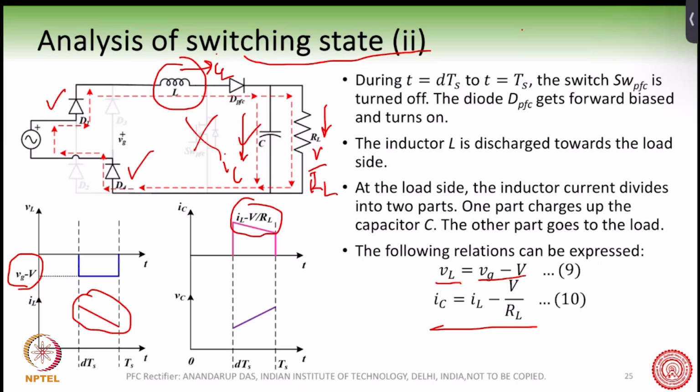And this current is positive. Last time the current was negative. And so therefore, this current will cause the capacitor voltage to increase. Okay. So therefore, the continuous charge and discharge of the capacitor will happen. Okay. And these are the equations which are given here.